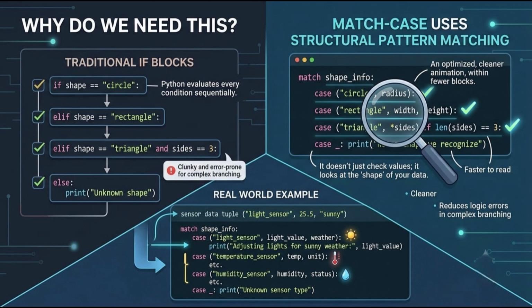In traditional if blocks, Python evaluates every condition sequentially. Match case uses structural pattern matching. It doesn't just check values, it looks at the shape of your data. It's cleaner, faster to read, and reduces the chance of logic errors in complex branching.